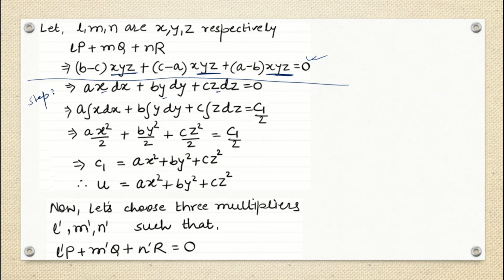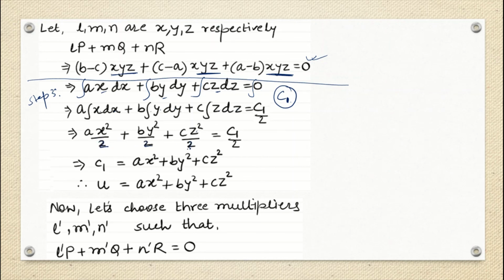I'm going to integrate the left hand side and the right hand side. So A, B, C are constants, so taken out, it is nothing but a integration of x dx, then b integration of y dy plus c integration of z dz, and then integration of 0 I'm just writing down is nothing but C1. So integration of 0, I'm writing C1. Integration of x dx is what? x square by 2. Integration of y dy is what? y square by 2. Integration of z dz is what? z square by 2.